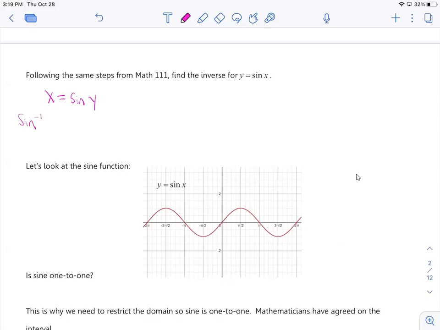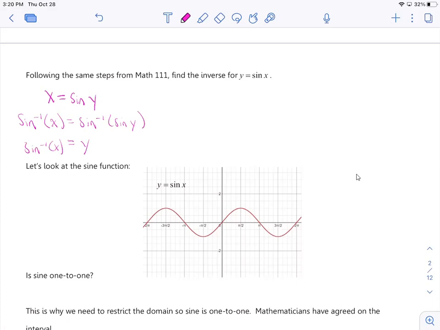compose both sides with the inverse. So you take the inverse sine on that side and on this side. So what you get there is, and this was a Math 111 topic, is when you compose inverse sine with just sine, you're left with just the input. And there you are with the inverse sine function.